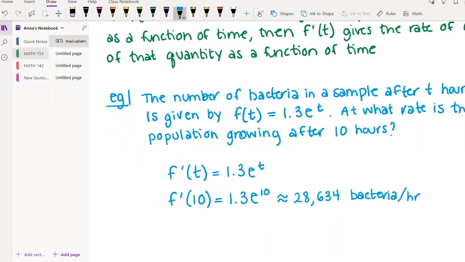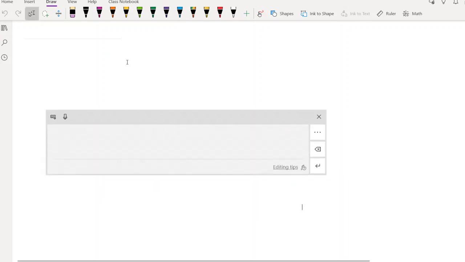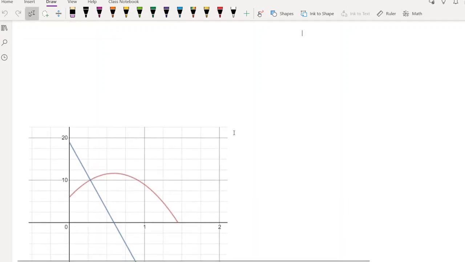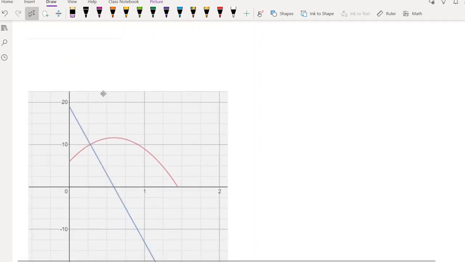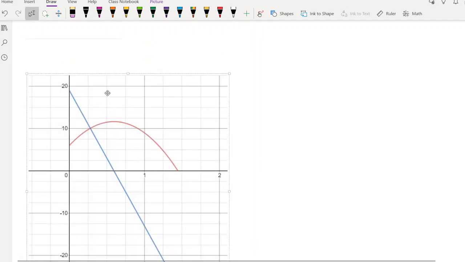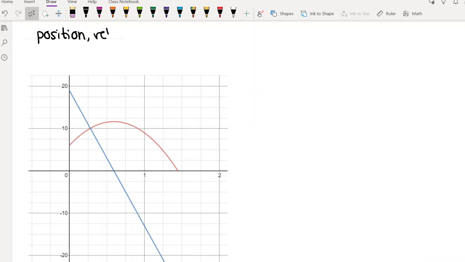Okay, so let's look at an example now relating position and velocity and acceleration. So I want to jump straight into an example, and then we'll use it as a way to write down some general stuff. So let me just pull this up here. So maybe let me write at the top here. So now we're going to be talking about position, velocity, and acceleration.